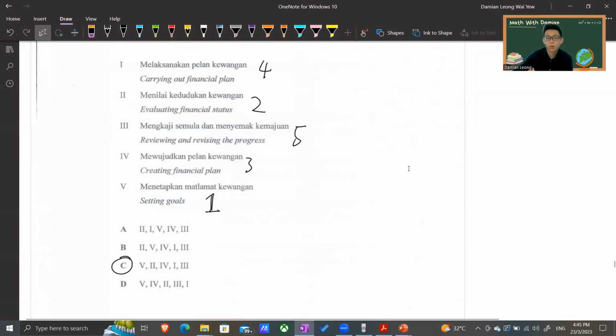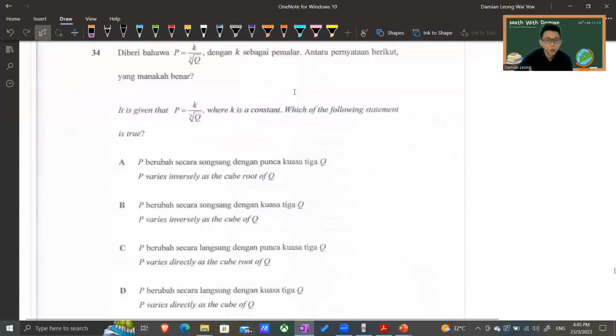Okay, we need to have a goal first. Then we evaluate what our status is so that we know how we can tweak it in order to achieve the goal. Because if we don't have a goal, there's no target for us to reach. Okay.